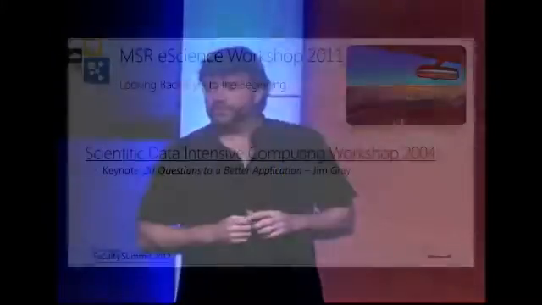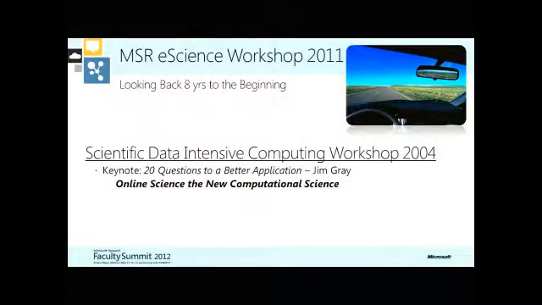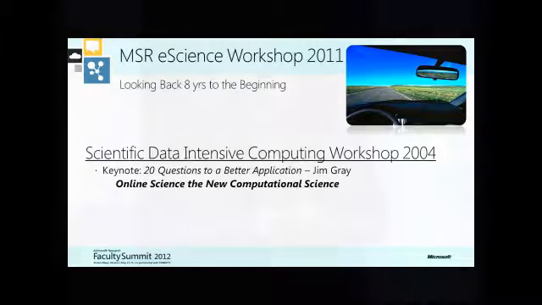So one of the things I did last year as I was looking at the eScience workshop was looking back to see what we had originally talked about 8-9 years ago at the original eScience workshop. One of the things that came out of it was a talk by Jim Gray on 20 questions to a better application and how you can use technologies for some of these scientific insights. And there was also a talk on online science being the new computational science. The interesting part is, we're still here 8 years later, and we're still trying to get to that point. I think a lot more of the functionality and the infrastructure is there, and we're getting to that.